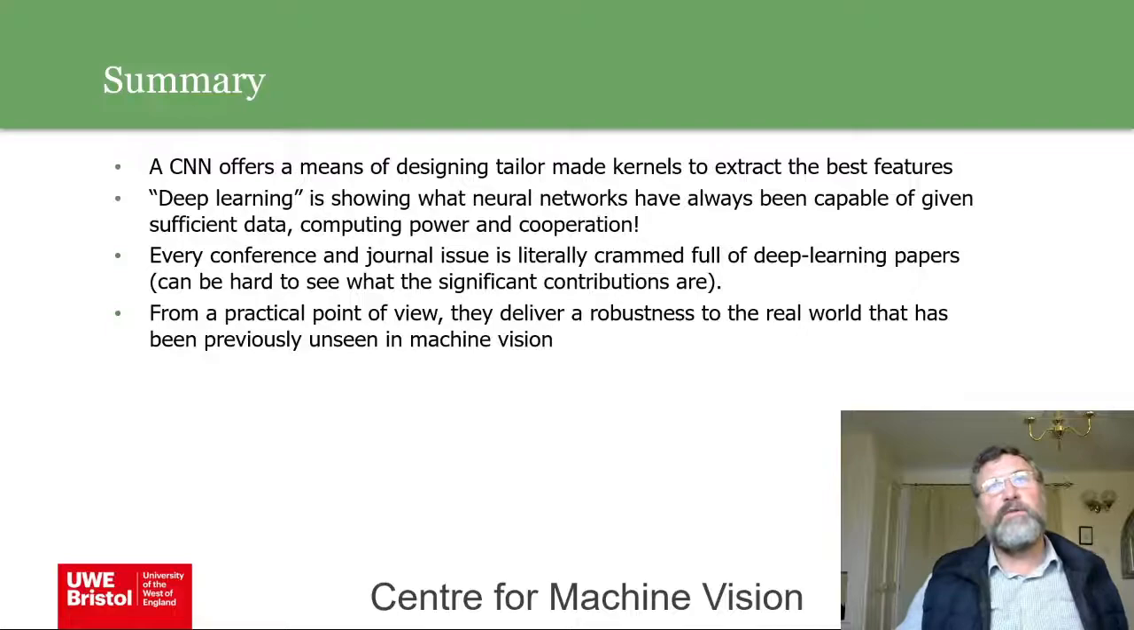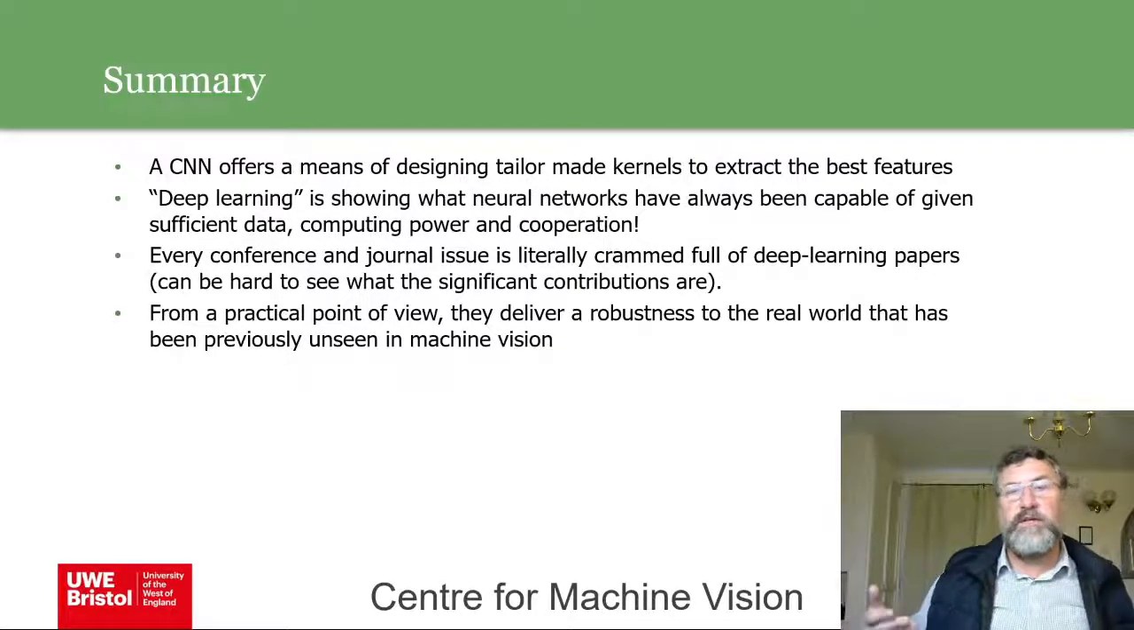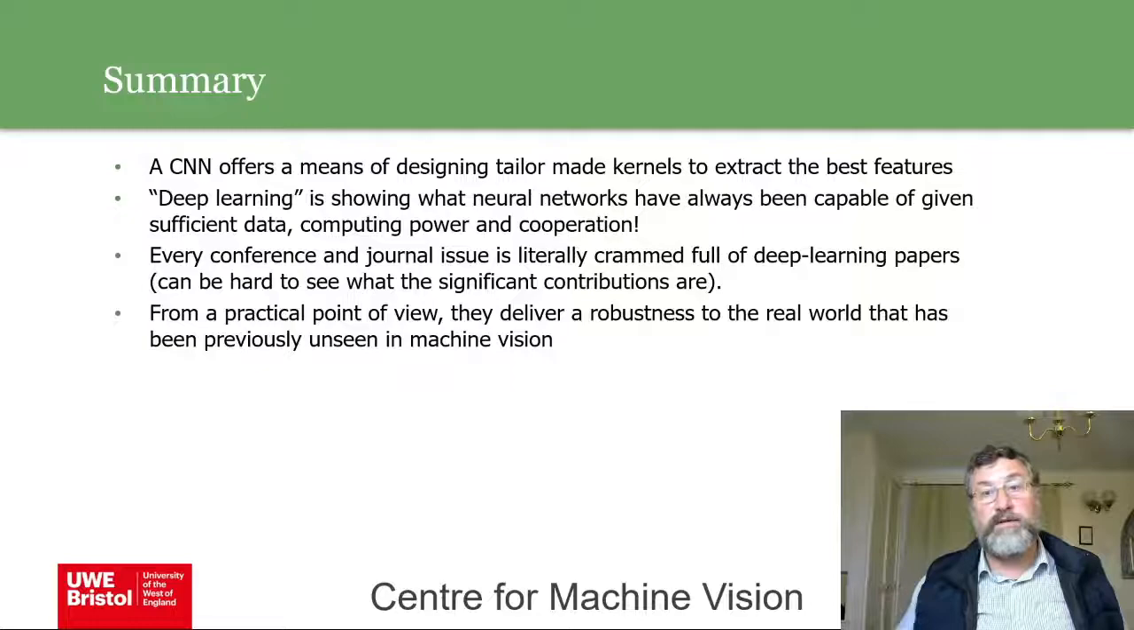From a practical point of view, they deliver a robustness to the real world that's previously been unseen in machine vision, and therefore enable us to really expand the number of applications and types of usefulness of machine vision into outdoor applications and unstructured indoor applications and all sorts, which is what you've got in the real world. You don't want to get into a situation where you're spending more time, effort, and money on structuring your environment than if you'd just done it manually. By being able to handle unstructured situations, you can have machines that can deal with all sorts of problems automatically.